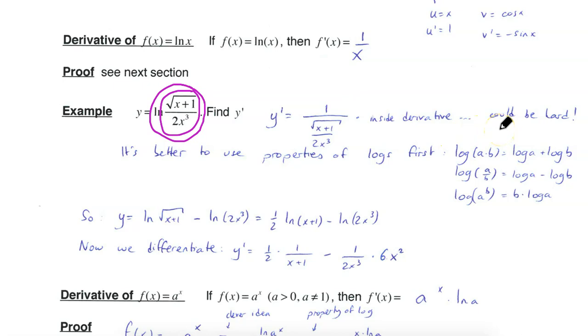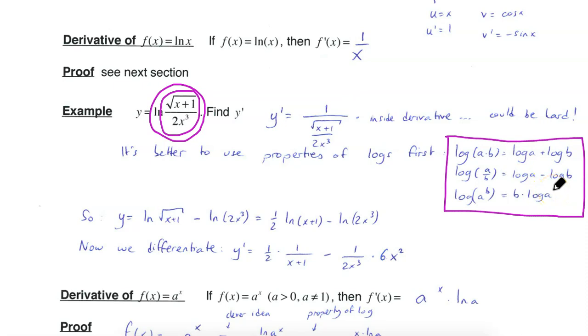So, with logs, we can use the properties of logs first. In Algebra 2, you've probably learned these 3 properties. They are useful anytime you have a log. What they say is if you have the log of a times b, you can write this as log a plus log b. If you have log of a over b, you can write this as log a minus log b. And if you have log a to the power b, you can write this as b times log a.